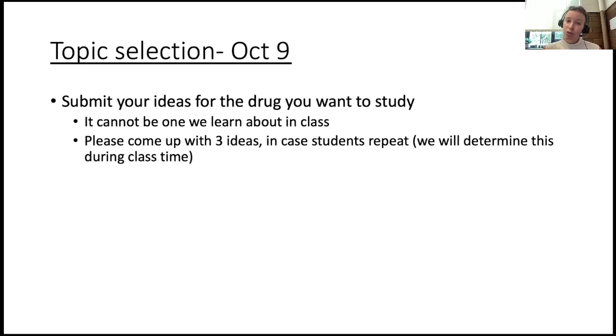You cannot choose a drug class that we learn about in this class, okay? So if I cover it, you can't pick it. Choose something else. What I want you to do is to come up with 3 ideas for drugs that you want to study. And that's really it. Write me a sentence. I would like to look into these 3 drugs.